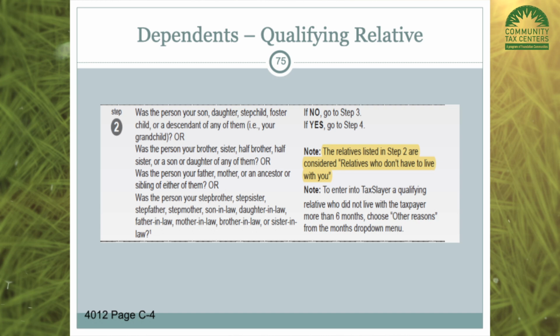They either have been in my household for the entire year, or are a relative, and meet the gross income and support tests. They would meet the criteria to be a qualifying relative. Any questions?